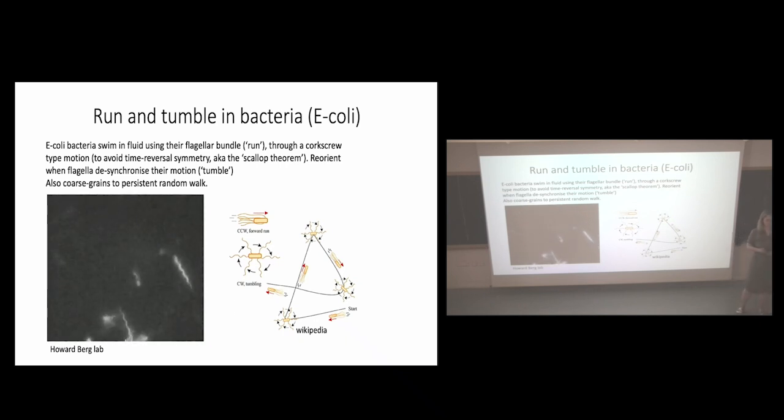So this has been mapped to what we call an active Brownian process some years ago, but the idea of this is that this makes for a good search pattern for looking for food if you're an E. coli.